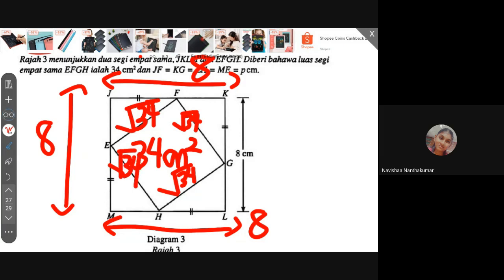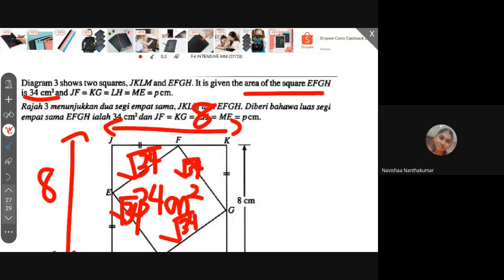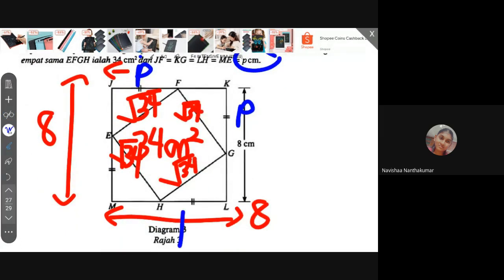Okay, so soalan ada bagi lagi info. Mereka kata semua panjang ni adalah sama panjang. All these lengths are equal. Okay, so JF, sana saya guna warna lain. Okay, JF equal KG equal LH equal ME equal P. Okay, maksudnya yang ni P, KG is also P, LH also P, and ME also is P. Okay, kalau kamu nampak tanda macam ni means it's equal lah guys, sama dengan. If you see this kind of symbol means the length is equal. Okay, so that's why everything is P.